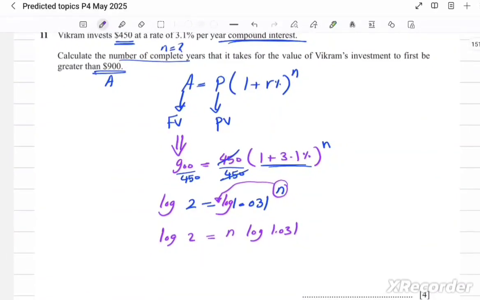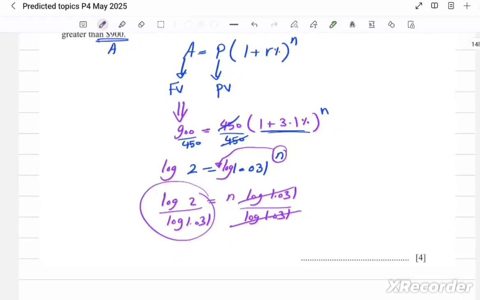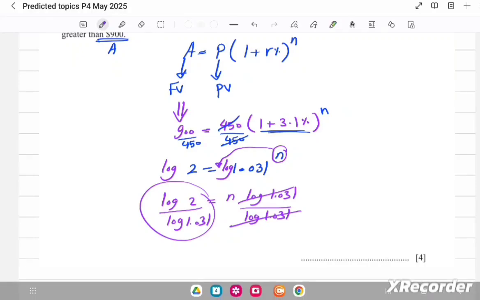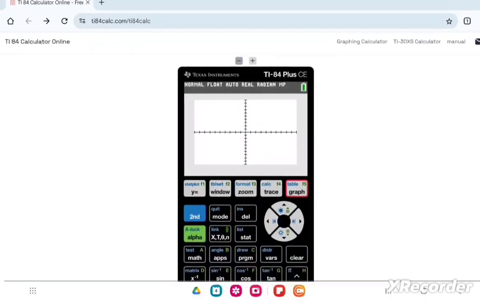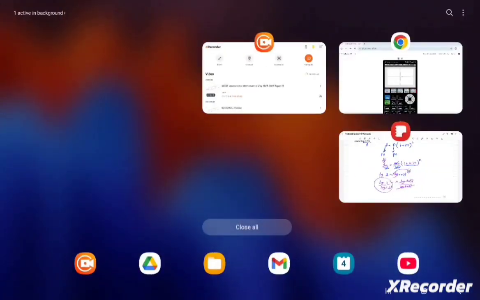Now, how to find n? You can divide both sides by log 1.031. So n now equals this. You should use a calculator. I'm going to use a calculator here, and you too can double check. Let's do that.